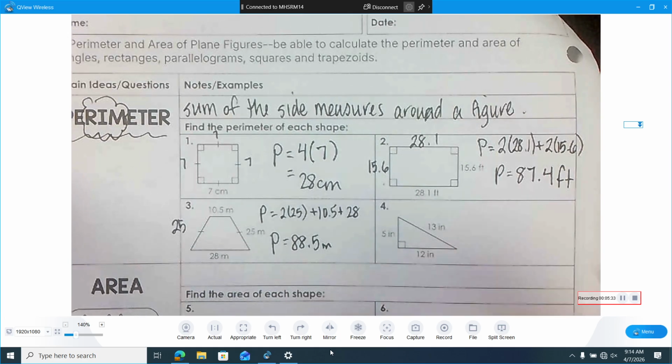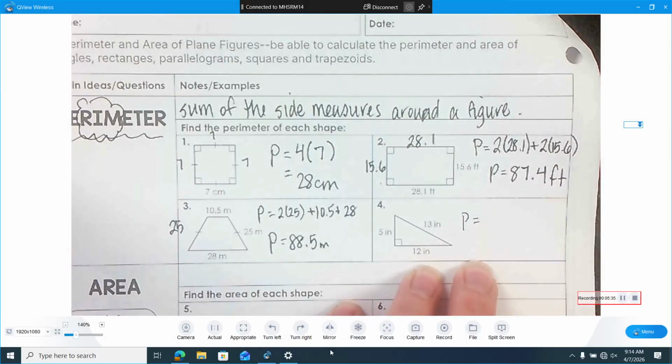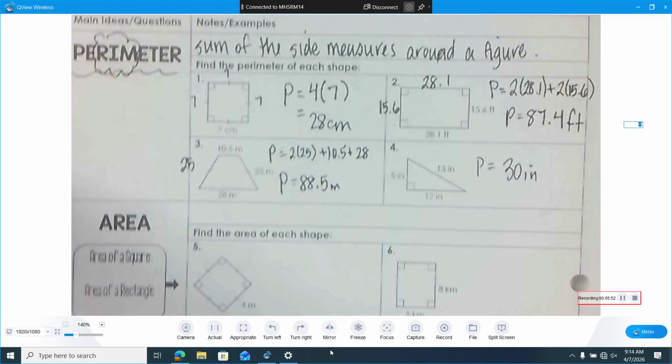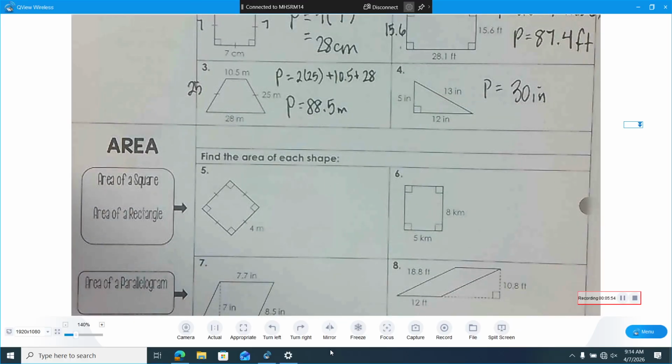All right, what's the perimeter of number 4 here? 30 inches. Very good. And that one was quite easy to just do in your head. Okay. All right, questions on perimeter? So perimeter is really easy. Just add everything up, all the edges added together. All right, area.